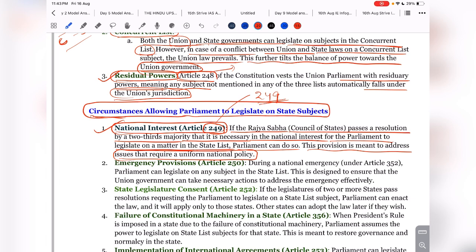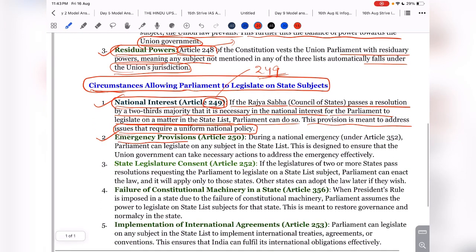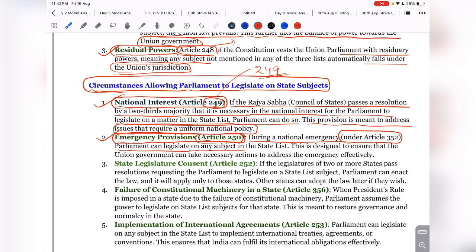The next is about the emergency provision under Article 250. During a national emergency under Article 352, Parliament can legislate on any subject in the state list. This is designed to ensure that the Union government can take action to address the emergency effectively. You know that during an emergency there is a need to take extraordinary measures to ensure that unity, integrity and peace are restored. This is the reason Parliament is given the power to legislate on any subject in the state list, to ensure the proper implementation of the national emergency.